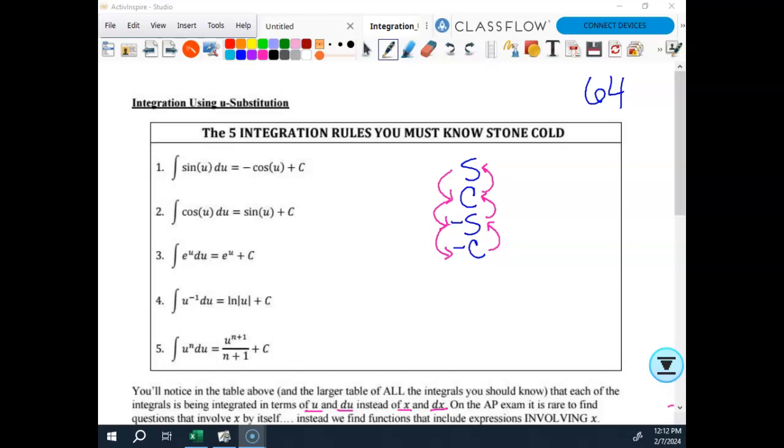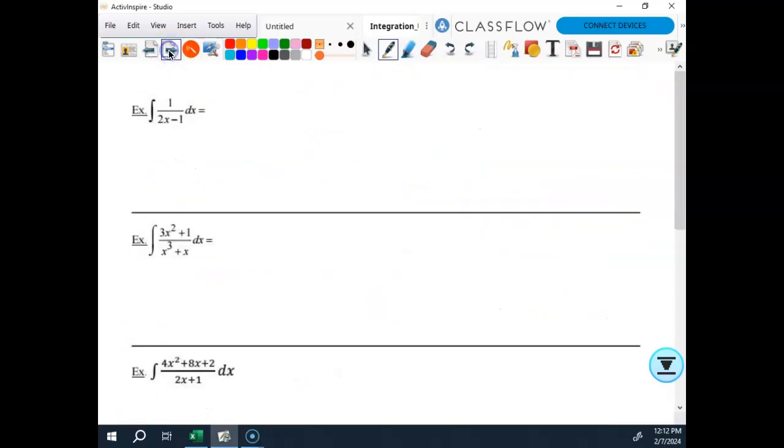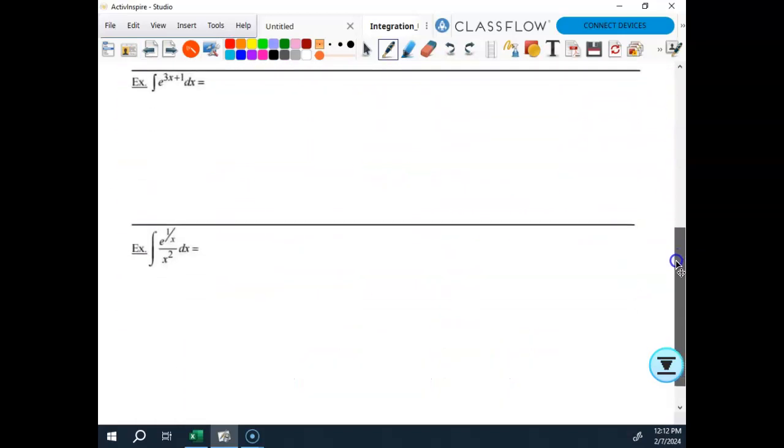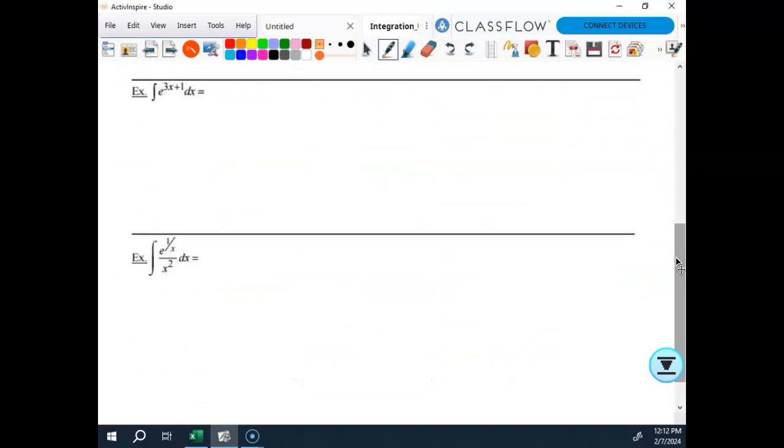Right, so we are continuing with the integration using u-substitution. Here we go. And oops, I had it and I messed it up. We were here, correct? Okie dokie.